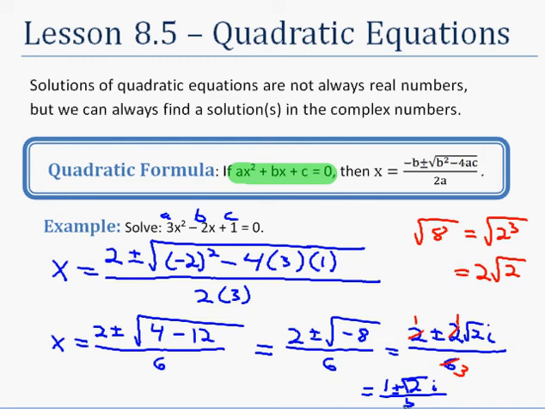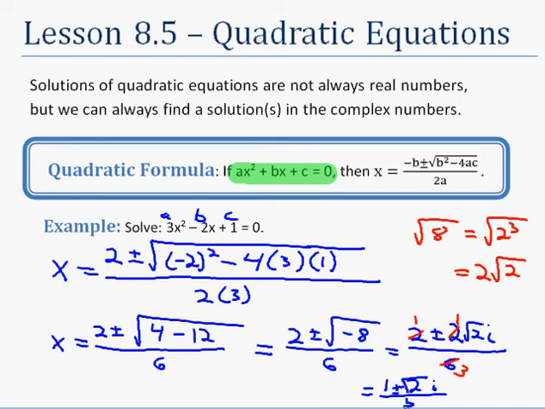I don't really have much other room. So this was 1 plus or minus 2i over 3. 1 plus or minus square root of 2i over 3. And that's how you solve. We've done this before, it's just that in this case we had an i. We had a square root of a negative.